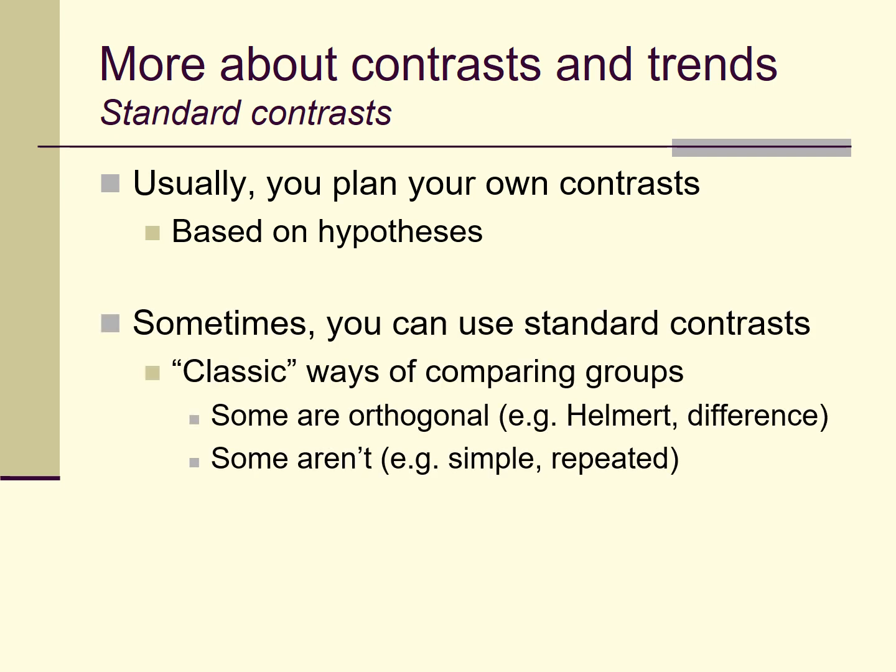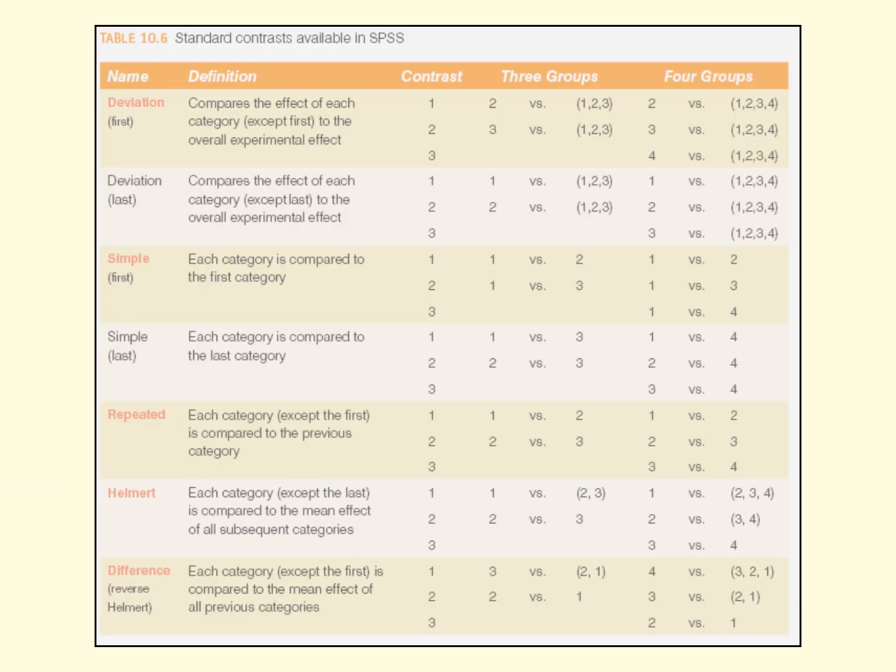Sometimes we can take advantage of standard contrasts that exist in SPSS. These are kind of classic ways of doing comparisons, which have been used so much that stats packages like SPSS will offer them as an option within different modules, notably within the GLM module of SPSS. So sometimes we can use these, and when possible, by all means, take advantage of them. This is a rather big table. It just details some of the different contrasts that are available as standards in SPSS.